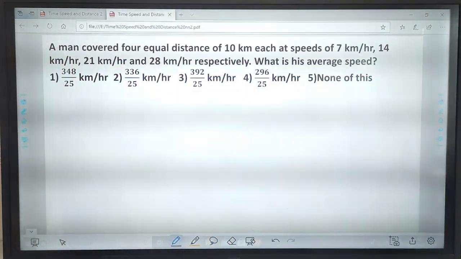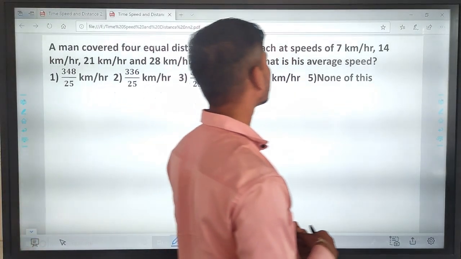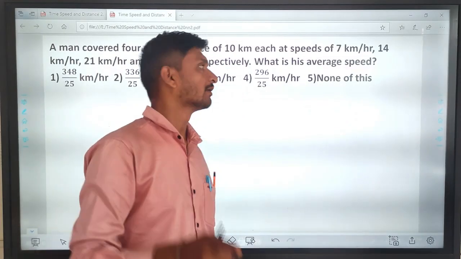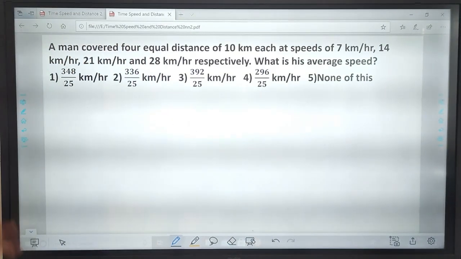Same here, a man covers 4 equal distances of 10 km each at speeds of 7 km per hour, 14 km per hour, 21 km per hour, and 28 km per hour respectively. What is the average speed? Here the 4 speeds are different but the distance covered is the same.